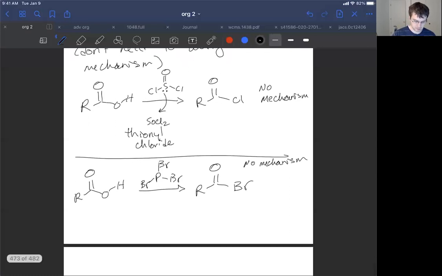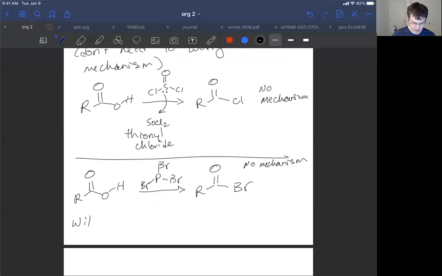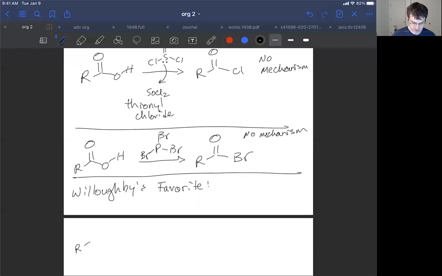But Willoughby's favorite is as follows. What you do is you take a carboxylic acid. The general starting material for all of these things is a carboxylic acid. And we're going to mix that with oxalyl chloride and a common organic solvent. We use this a lot in the SN2 reaction section.